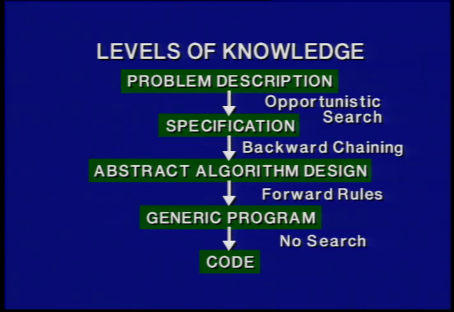The most appropriate reasoning techniques for making the transitions may also vary with the level. In going from problem description to specification, user input and general problem-solving methods such as opportunistic search are appropriate. In going from specification to algorithm, theorem proving and backward chaining are sufficiently general methods, but given enough application knowledge, forward chaining will be more efficient. Forward rule applications will generally handle the transition from design to generic program description. The translation to code is easily accomplished with simple parsing and syntax tables.